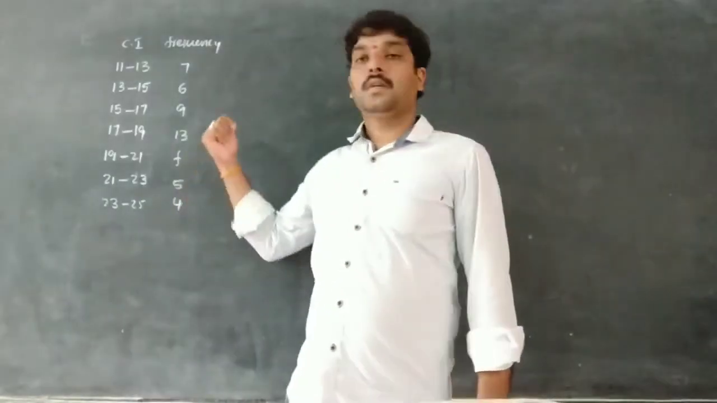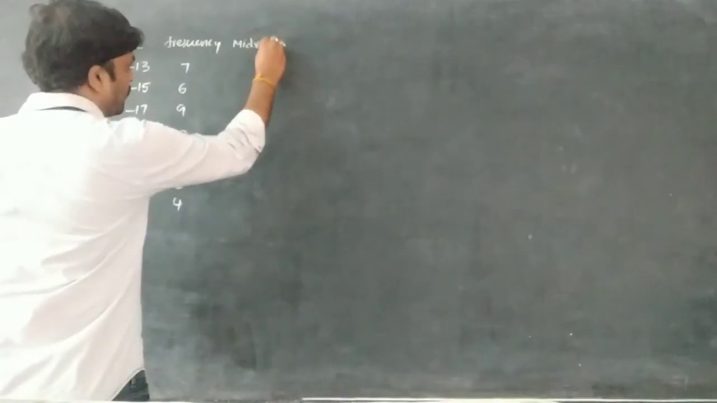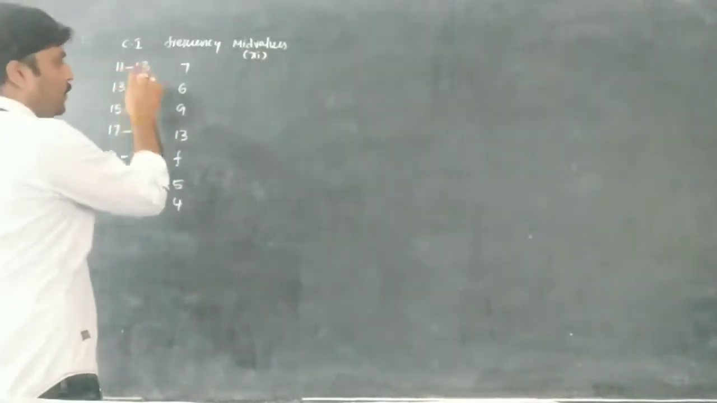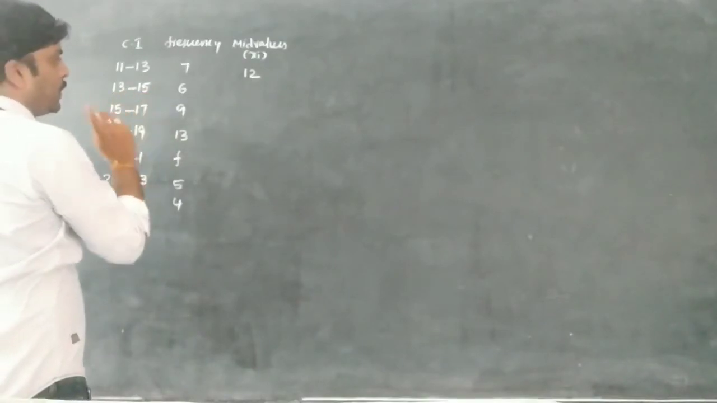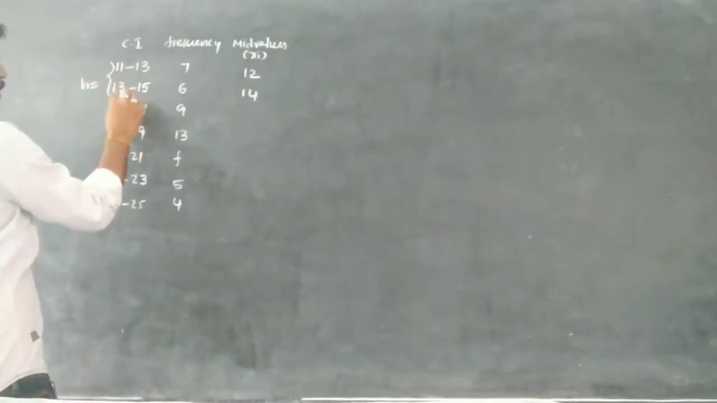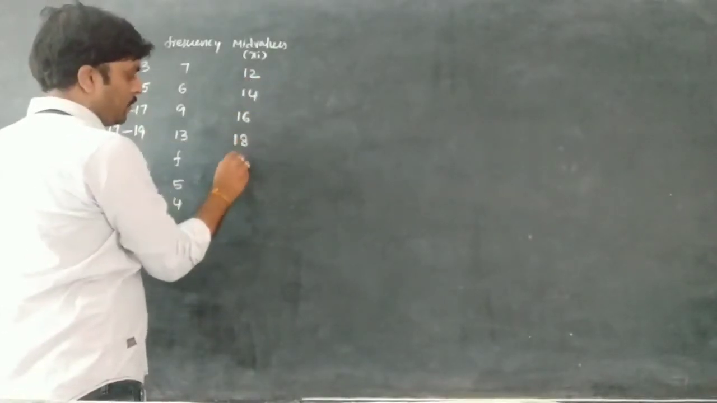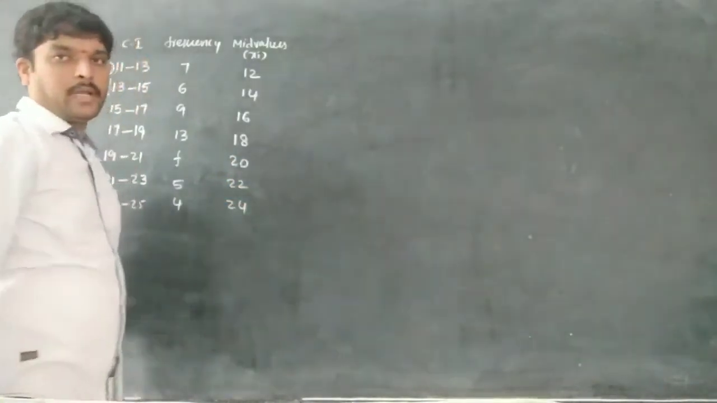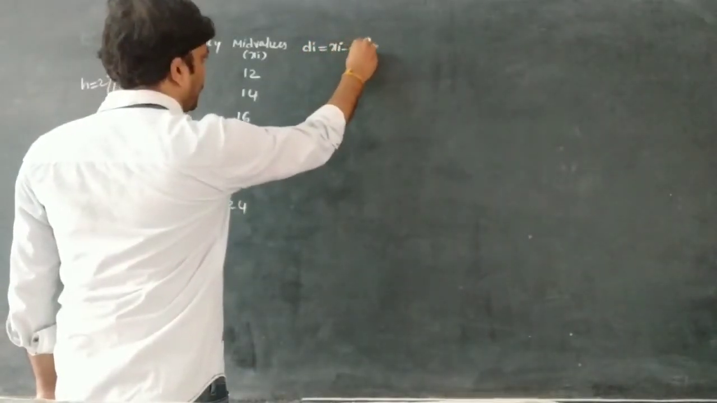Okay, now first you can find the mid values, xi. 11 plus 13 by 2, 24 by 2, is 12. 15 plus 13, 28 by 2, means 14. Here the h value, h is equal to 13 minus 11, which is 2. 2 is added: 16, 18, 20, 22, 24. These are the mid values.